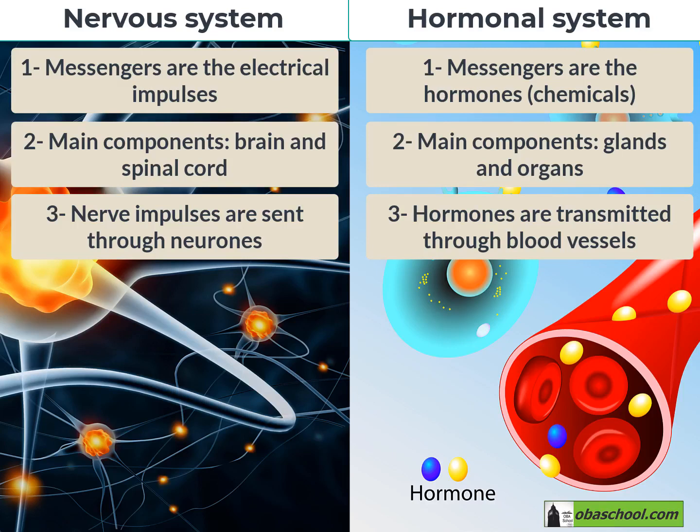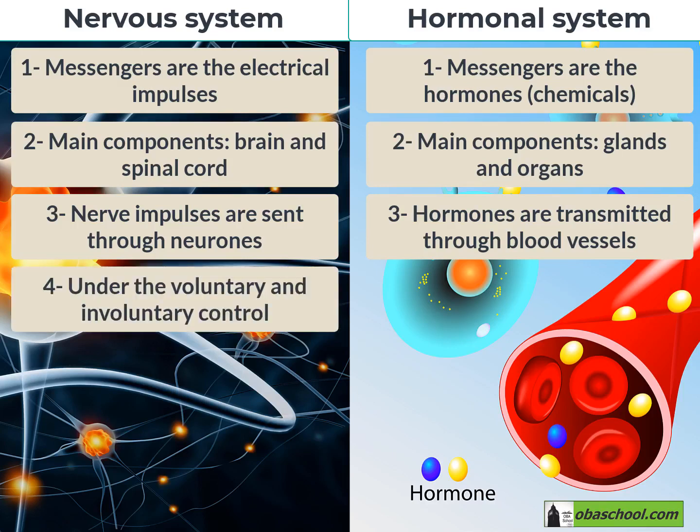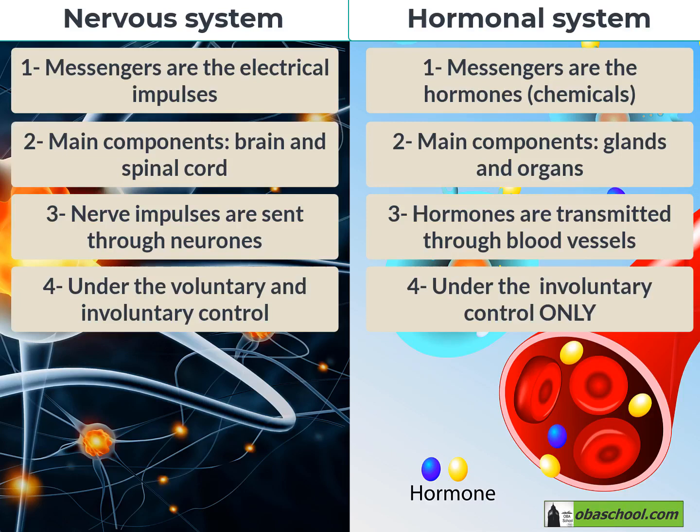In addition to that, the nervous system is under both the voluntary and the involuntary control, while the hormonal system is under the involuntary control only.